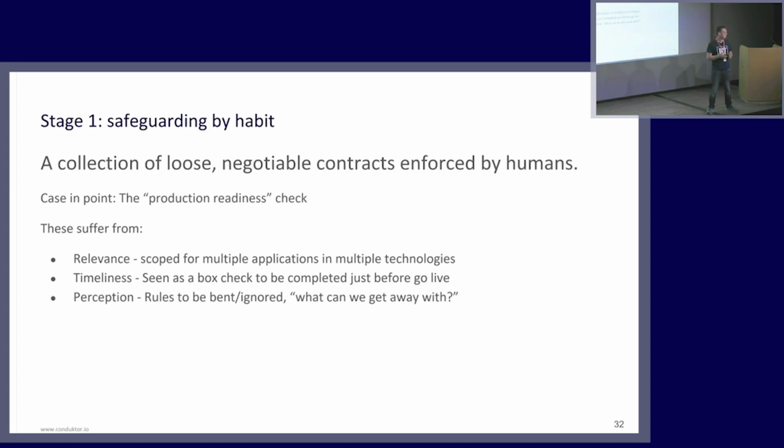So at Conduktor, we've spoken to a bunch of customers about this very subject. And we've identified 3 real stages that customers tend to be at within their Kafka safeguarding journey. And the first one is stage 1. We call it safeguarding by habit. It's a loose collection of rules and processes that are enforced by humans. And this is, well, actually, I would say you're far beyond this stage now, but you did a really great introduction. This is where people are normally at when they're first starting in their Kafka journey.